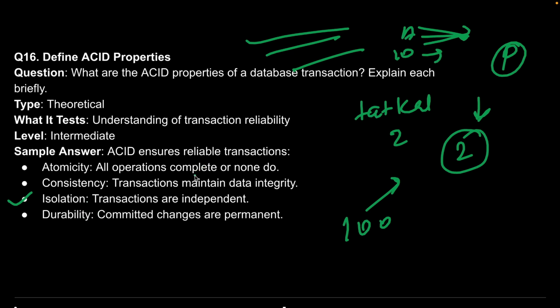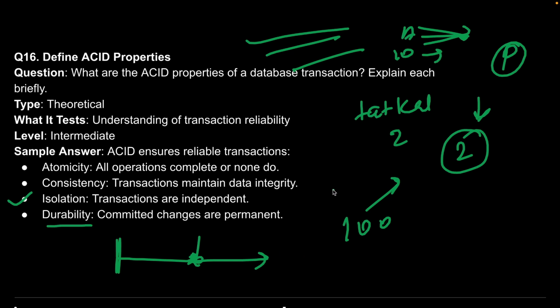Let's suppose you made a transaction, and in the middle of the transaction something happened and it failed. So as per durability, whatever was the initial state should be there. It will always be in a stable state. It won't be like some amount got deducted. Committed changes are permanent.